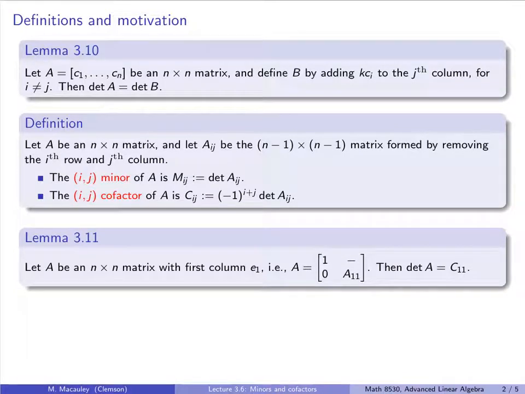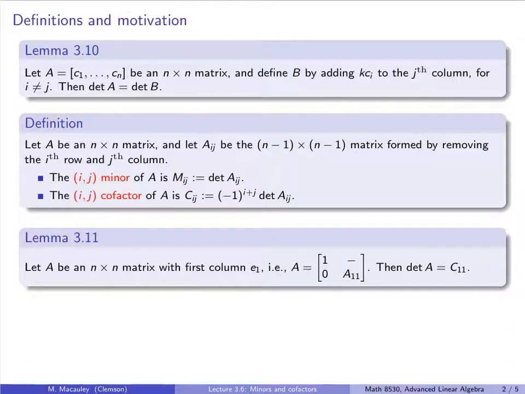Obviously, we are working toward the Laplace expansion formula that I outlined a few moments ago, and here's the first step. If A is an n by n matrix and the first column is E1, in other words, in block form A is comprised of a 1 in the upper left entry, a column vector of n minus 1 zeros, and a submatrix of size n minus 1 by n minus 1, and I don't care what the other entries are, then the determinant of A is just the cofactor C11. In this case, that's equal to the determinant of this submatrix, because 1 plus 1 is even.